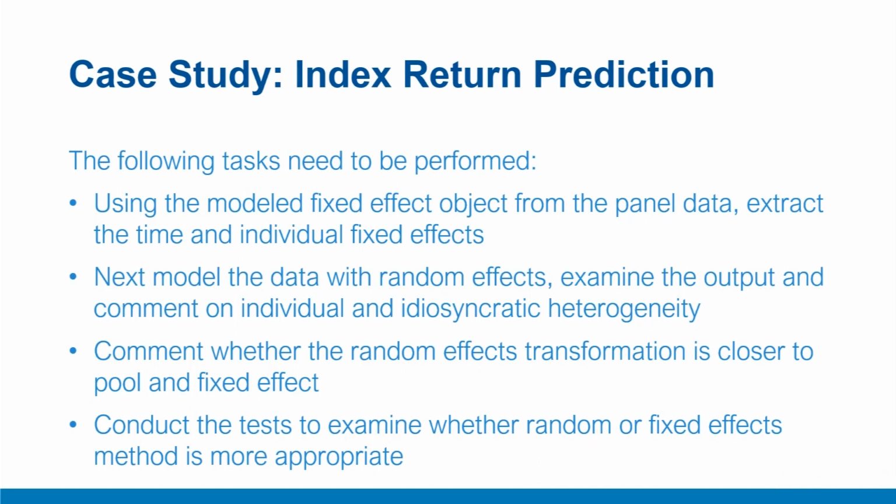Next, in case we find the fixed effects are indeed significant, we'll try to extract these time and individual fixed effects from the modeled fixed effect object from the panel data regressions. We'll also model the data with random effects, and we'll examine the output and comment on individual and idiosyncratic heterogeneity. We'll also comment whether random effect transformation is closer to pool or fixed effect. If you recall, when lambda equal to 1, then in that case it is closer to fixed, or lambda equal to 0, then in that case it is closer to the pool model.